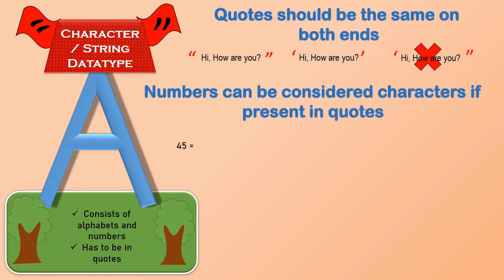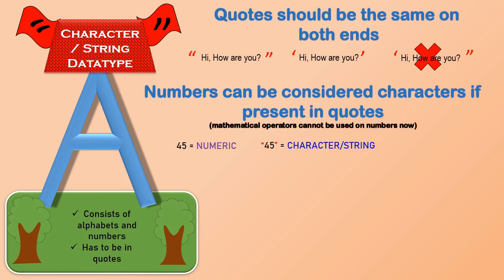For example, 45 is a number and is considered as numerical data type, but when the same 45 is in quotes, then it is considered as character data type and not numerical data type. Since 45 in quotes is not a numerical data type, therefore mathematical functions cannot be performed on it. Addition of 45 in quotes to 49 will give error.